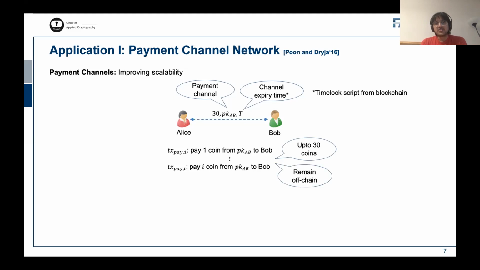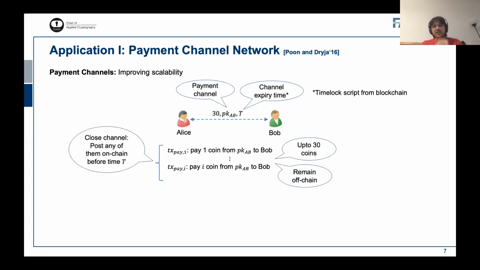And notice that these payment transactions remain off chain. They are not posted on chain. So this is like an off-chain agreement between Alice and Bob. To finalize the payment, or to close the channel, one of these 30 payment transactions has to be posted on chain before time T. And you can see why it has to be before time T, because the channel by then would have expired.